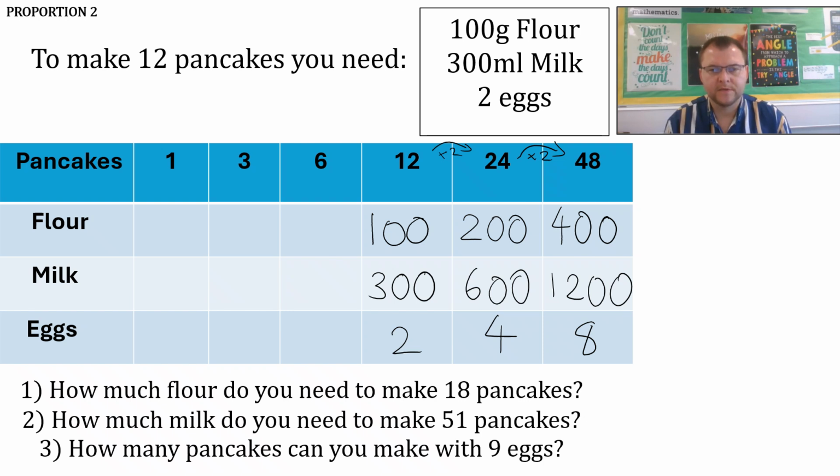So already information going to higher quantities, but let's bring that down. So if we half these ingredients now, 50, 150, and 1. And if we half the 6 pancakes, we will get 3.